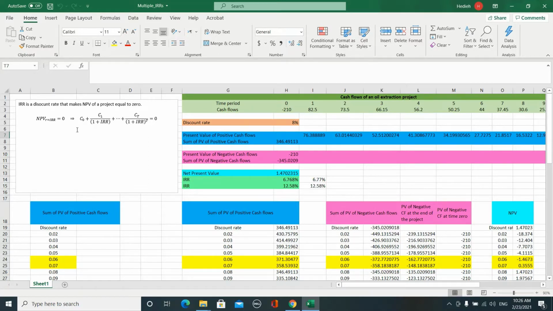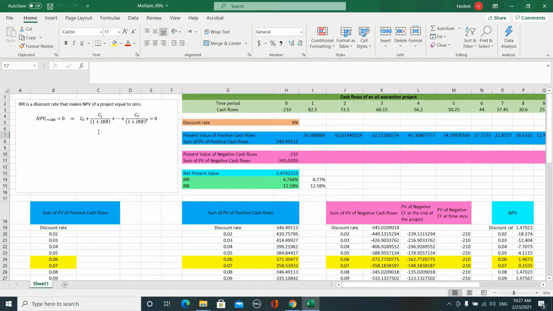So if you look at the equation that we are solving when we are trying to find internal rate of return, you observe that the left-hand side is a nonlinear function. And as you know, a nonlinear function can have no roots, can have one root, or can have multiple roots. So mathematically, when you are solving for internal rate of return, it is possible to have multiple internal rate of returns or no internal rate of return or only one internal rate of return.